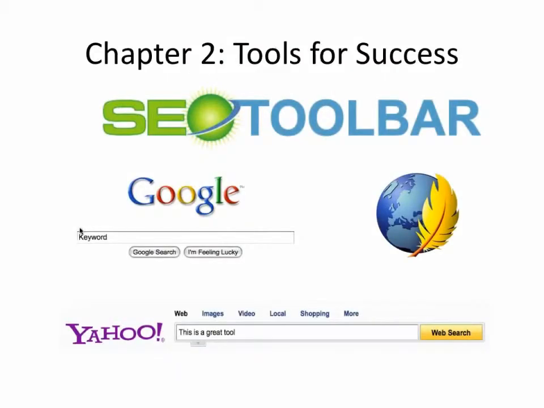All right, so let's first talk about the tools. In Bridal Traffic itself, we go through these tools extensively. SEO Toolbar is every SEO's best friend. It's a toolbar that you can download from SEObook.com. You do have to be using Firefox to download it, so make sure you do that.